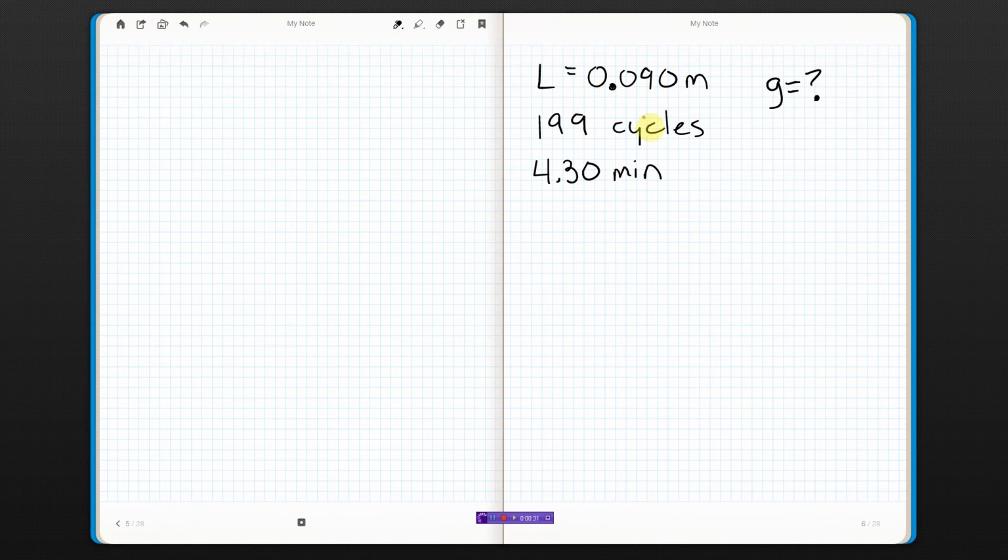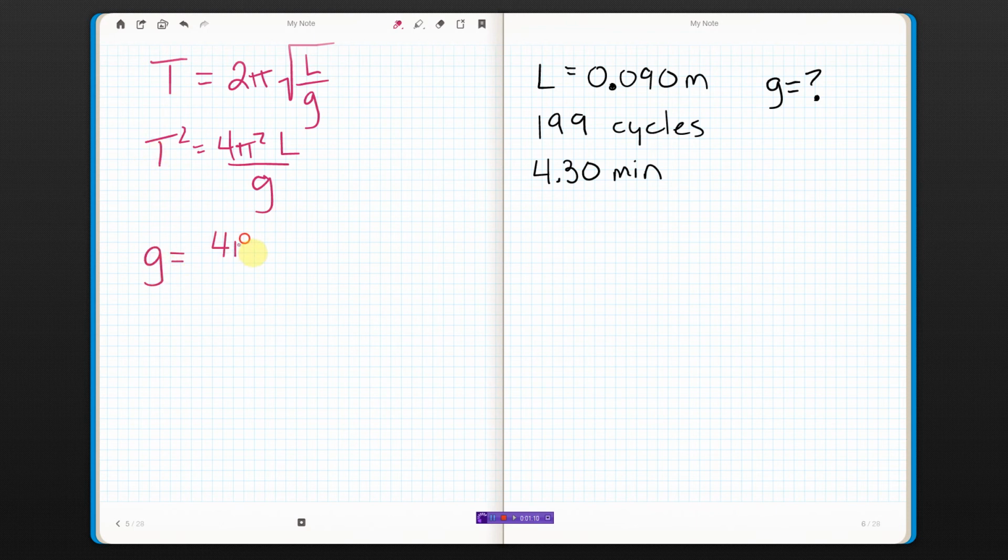So I know that for a pendulum, the period is 2 pi times the square root of the length of the pendulum divided by the acceleration of gravity. So I have enough information for T and L. All I need to do is solve for g. I'm going to solve for g before I put numbers in. So I need to square everything, and then multiply both sides by g and divide by T squared. So g is 4 pi squared L over period squared.